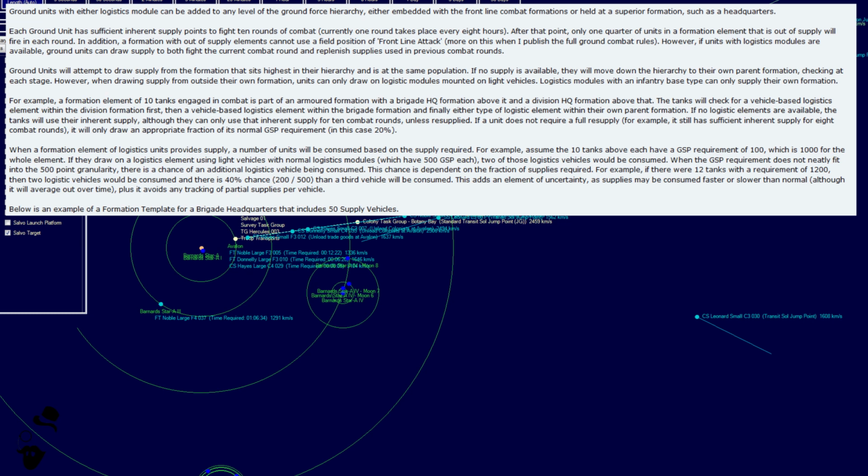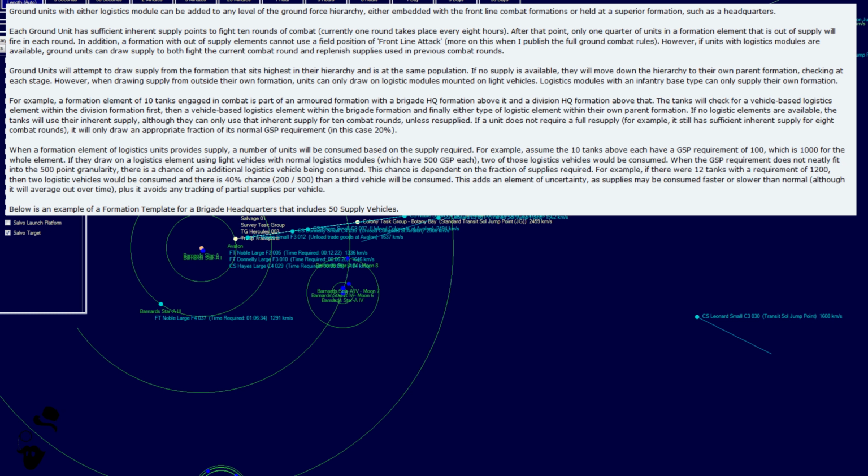After that point, only 1/4 of units in a formation element that is out of supply will fire in each round. In addition, a formation with out of supply elements cannot use a field position of frontline attack. More on this later. However, if units with the logistics modules are available, ground units can draw supply to both fight the current combat round and replenish supplies used in previous combat rounds.